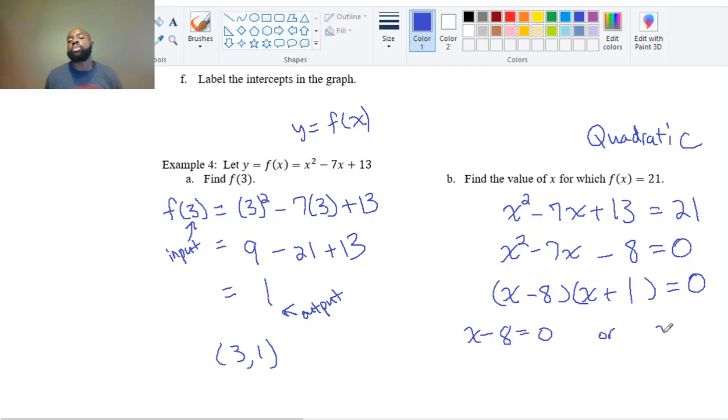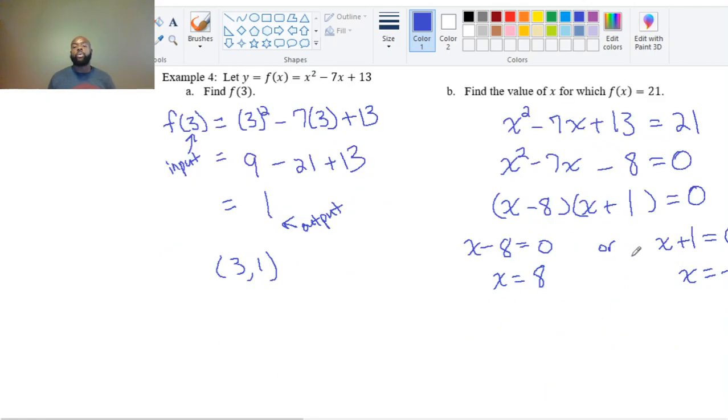So we get two potential solutions, right? If these factors have a product of 0, then either this thing has to equal 0 or this thing has to equal 0, right? We solve for both of them. We get x equals 8 or x equals -1, right? So those are the x values for which f of x equals 21. There's an alternative way to do this.